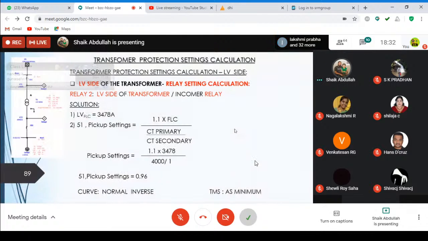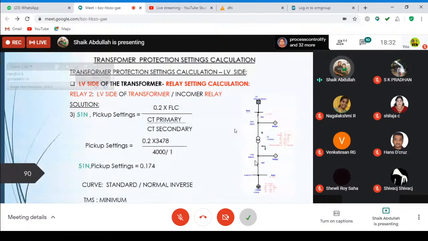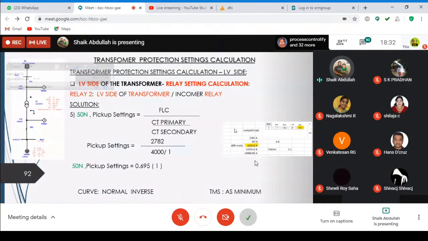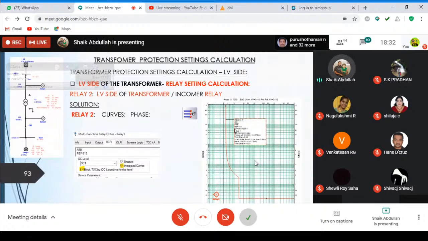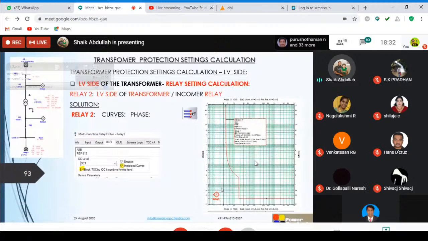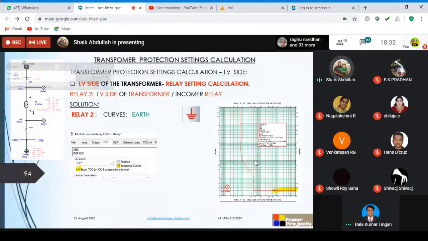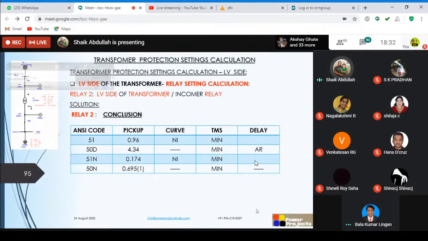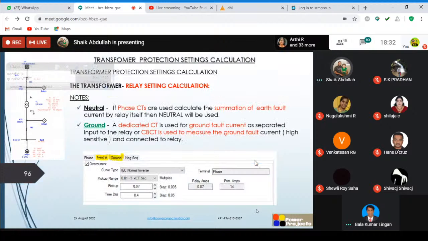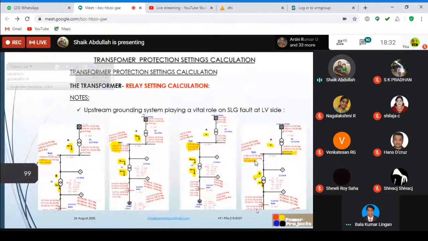And finally, this is the relay parameterization. They are calculating and giving the value, and finally they will get the curve like this. And for earth fault protection also, if you click the earth fault here, you get the earth fault curve like this. And this is the conclusion: we will have the settings for that LV side of the motor. And these are the scenarios.